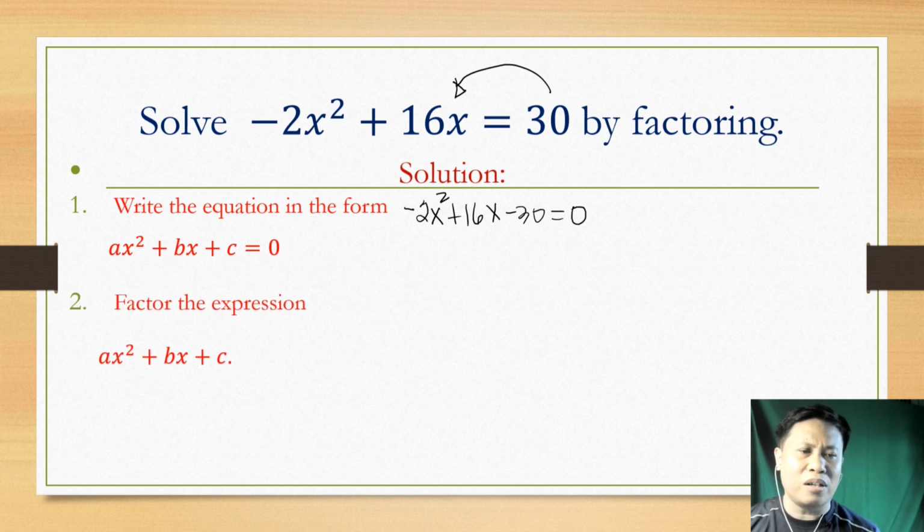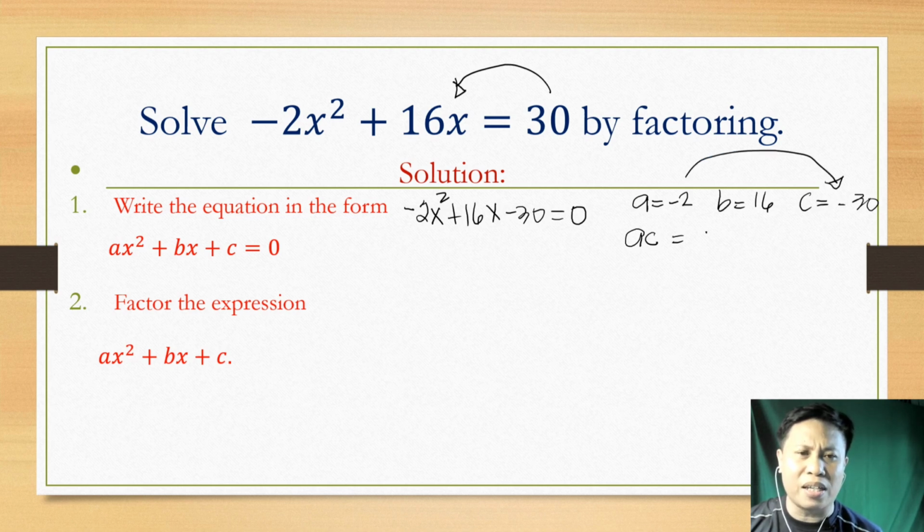Then we are going to factor the left side of the equation. But before that, we first identify the values of a, which is negative 2, b, positive 16, and c equals negative 30. Get the product of a and c. Negative 2 times negative 30 is 60. Then we think of two numbers such that if we multiply, it equals 60, and if we add, it equals the value of b. So let us say 2 times 30. 2 times 30 is 60.